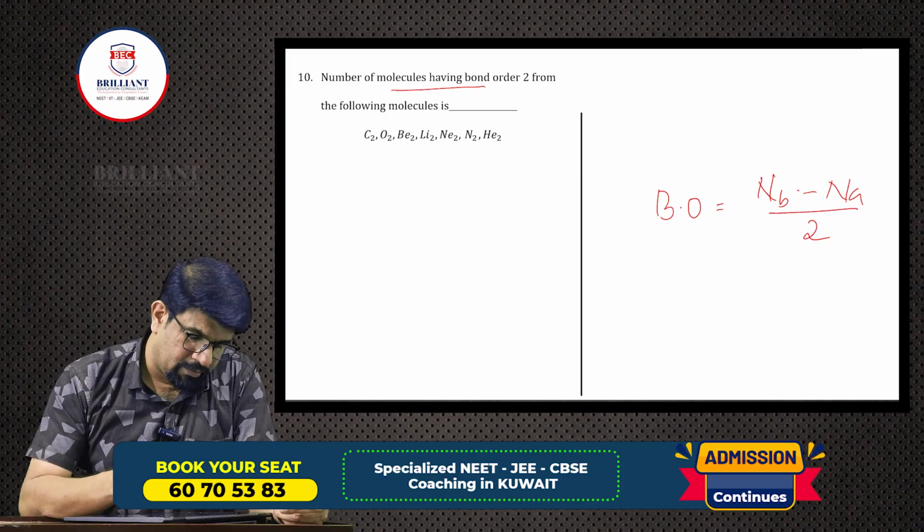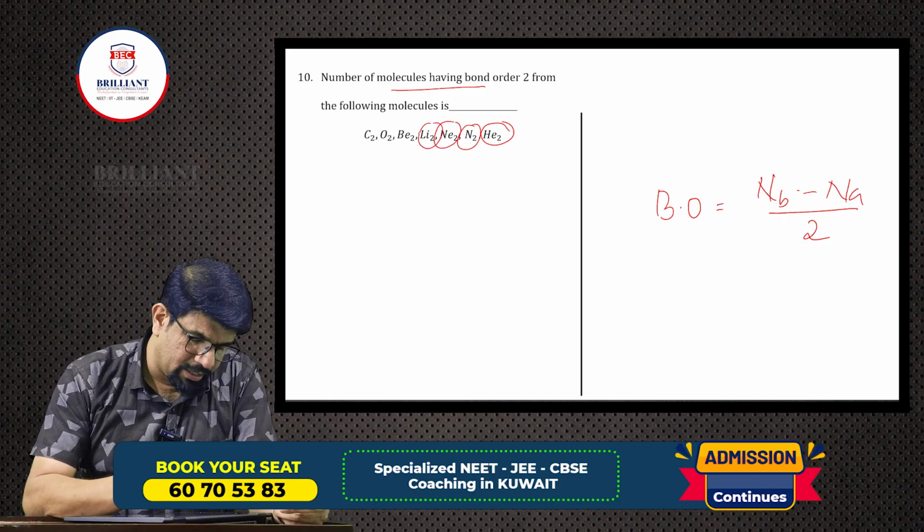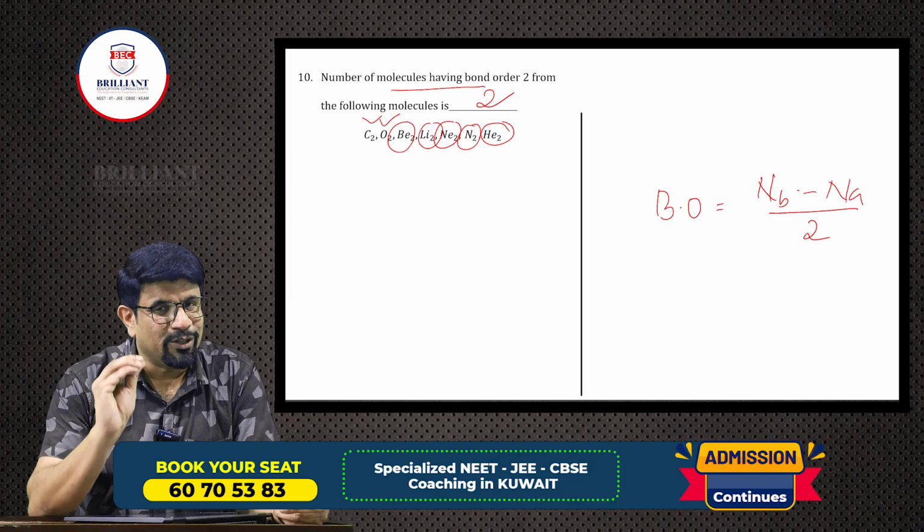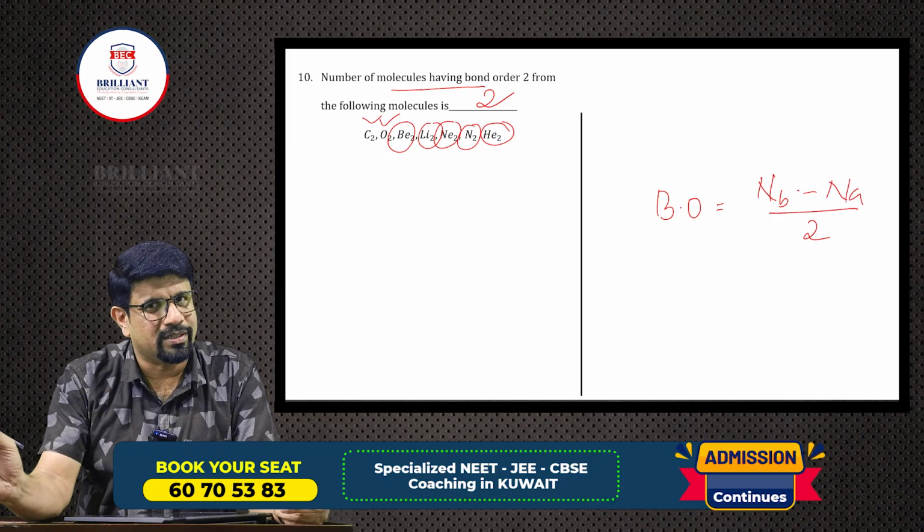According to the question, this is N2, 7 plus 7, 14 will come. This Ne2 is 0, Li2 is 0, Be2 is 0, only O2 and C2. That's why the answer is 2. So if you know the shortcut, you can easily solve this question.